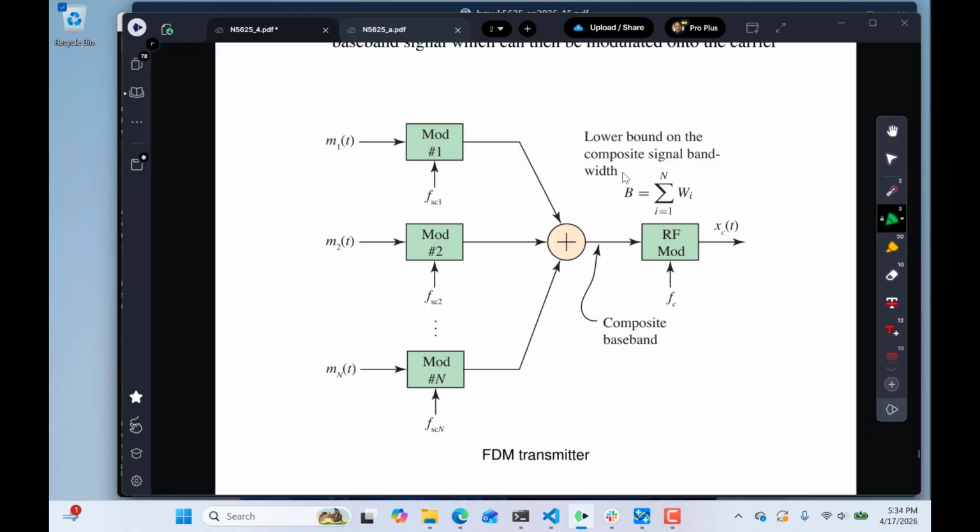We can think of it as the bandwidth will be the sum of the bandwidths of the signals, and then this will get applied to some sort of modulation. If it was FM, it would be Carson's rule. If it was double sideband, the bandwidth would be just 2 times B, and so on and so forth.